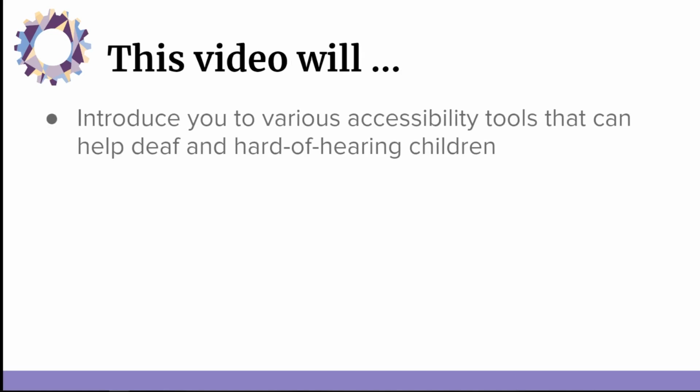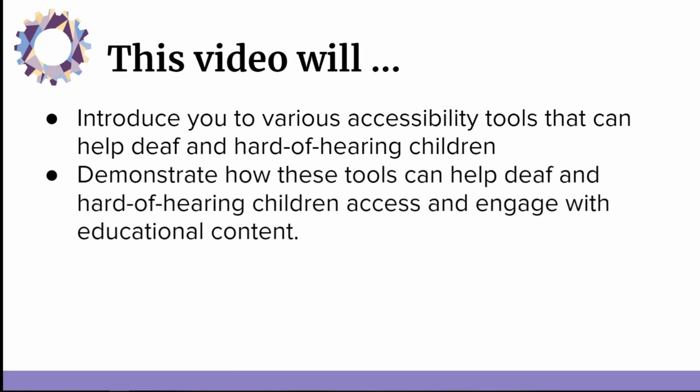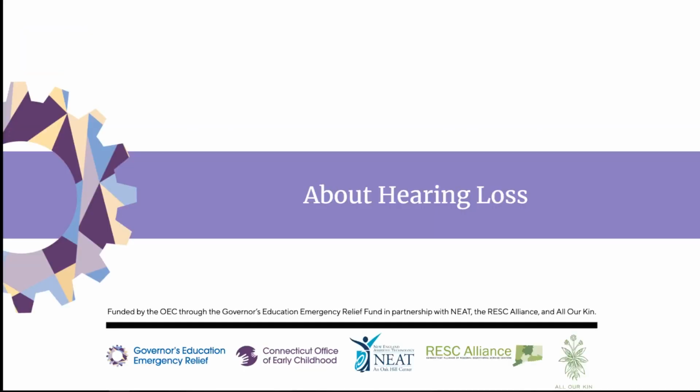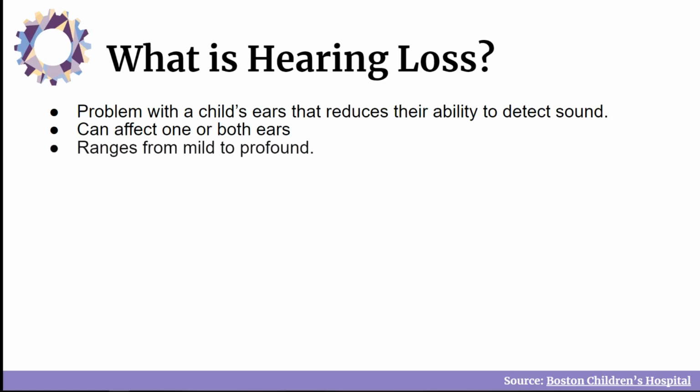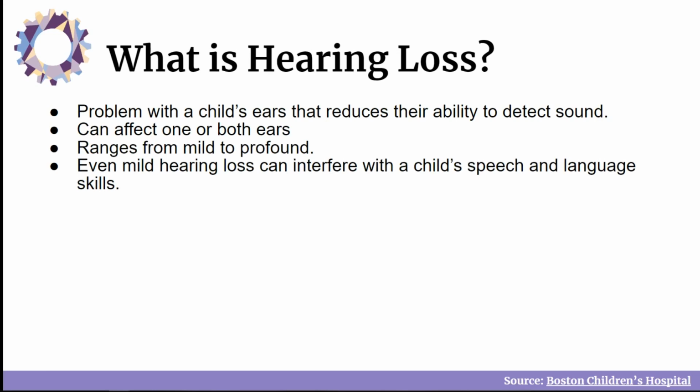This video will introduce you to various accessibility tools that can help deaf and hard of hearing children and demonstrate how these tools can help deaf and hard of hearing children access and engage with educational content. Let's discuss hearing loss. Hearing loss in children is a condition that affects their ability to detect sounds, which can occur in one or both ears and range from mild to profound levels of impairment. Even a mild degree of hearing loss can have a significant impact on a child's ability to develop speech and language skills properly.